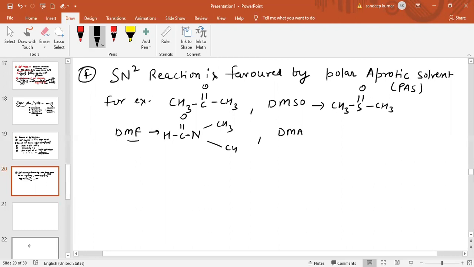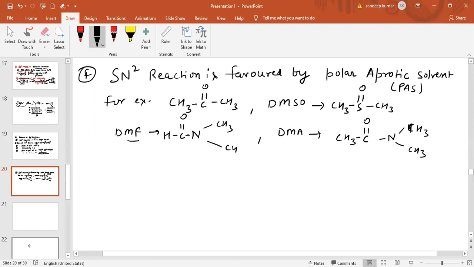Like DMA. What is DMA? That is dimethyl acetamide. This is CH3 and this is also CH3. So these all are basically polar aprotic solvents.